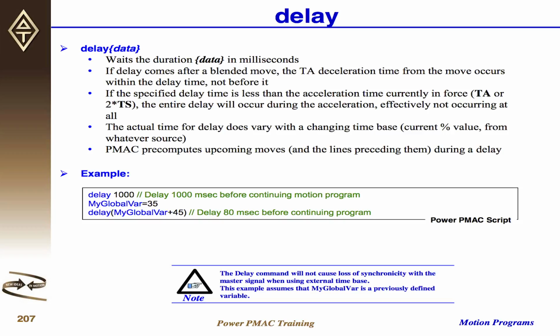So if for some reason your coordinate system drops down to 50%, then your delay will last twice as long in real life. You can also use programmatic delay amounts by encapsulating the command in parentheses. So we have delay parentheses my global var plus 45 here, and it will take the result of that expression and wait that amount of time based on the constraints I just described.